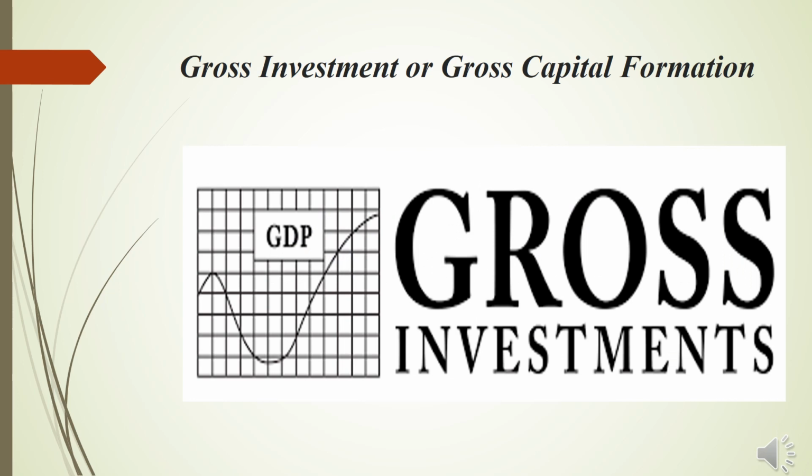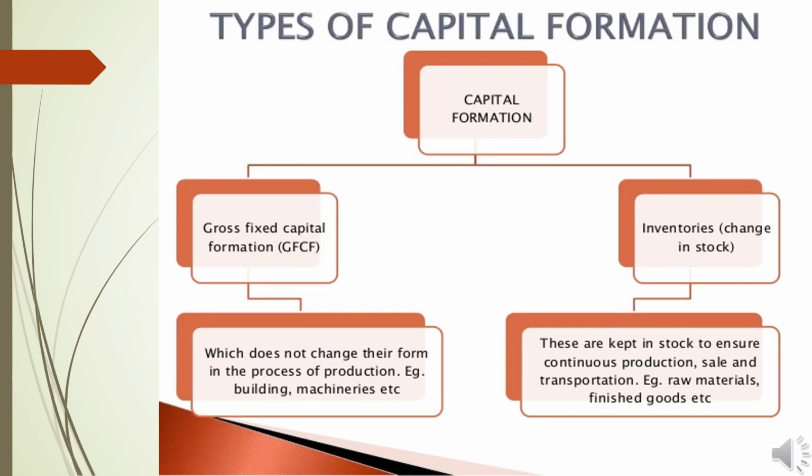Gross investment is also known as gross capital formation. The total addition of capital goods to the existing stock of capital during a given time period is known as gross investment. Examples of capital goods are machinery and raw material. Gross investment is of two types: first is gross fixed capital formation, and second is change in stock, which is considered as inventory.